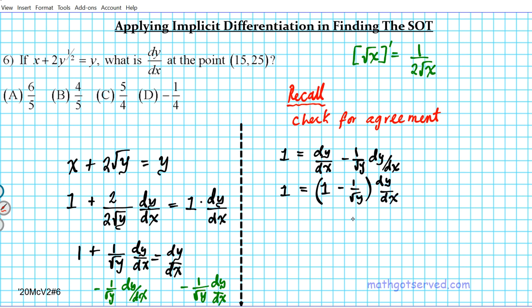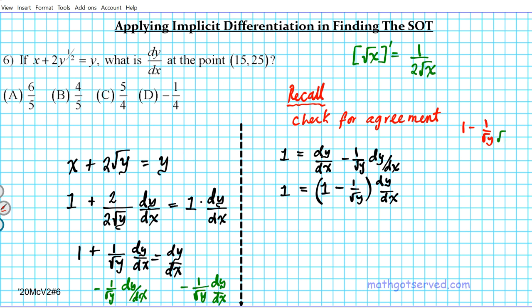Now we're going to be dividing by this difference of these two terms. So how about we simplify it first and then we can see what happens. I want to combine these two together, so I'm going to do that on the side right here. If I want to combine 1 minus 1 over root y, what I'll do is I'll multiply both sides by root y.